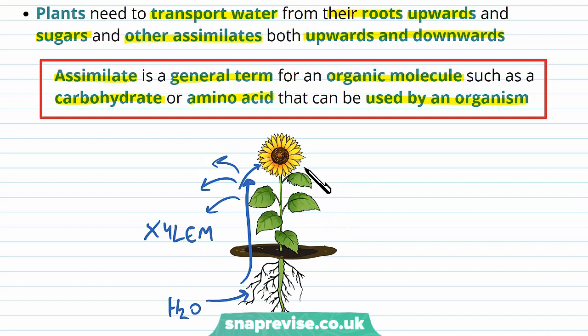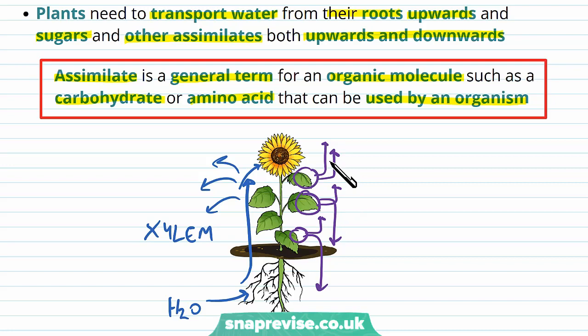So remember, it's the leaves that make sugar, in particular sucrose, from the sunlight and the reactants of photosynthesis. And this sugar needs to be transported up the plant and down to all of the cells of the plant because they all need sugars and assimilates to be able to function. So these are the different directions that things travel.